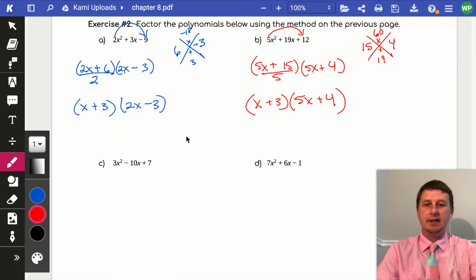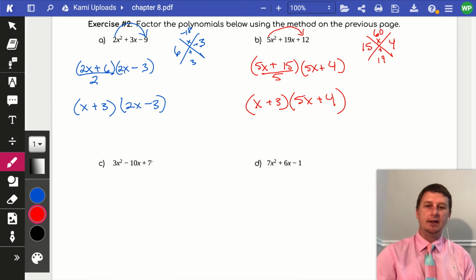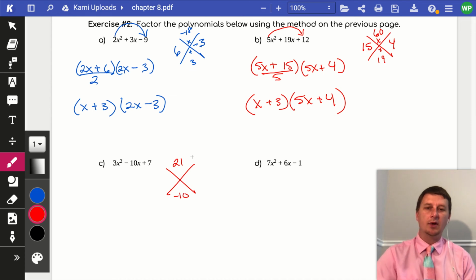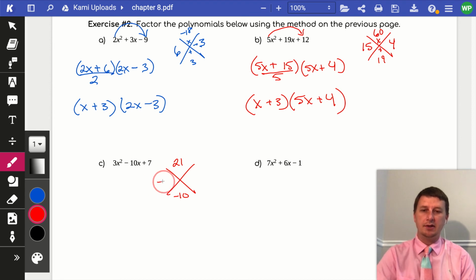Let's take a look at part C now. 3x squared minus 10x plus 7. There's no GCF. So what I'm going to do here is my AC method. And when I multiply A times C, I'm going to get 21. And my B term is negative 10. What two numbers will multiply to a positive 21 and add to a negative 10? You guessed it. If you didn't, pause the video. But, too late. It's negative 7 and negative 3. Negative 7 times negative 3 is positive 21. Negative 7 minus 3 is negative 10.